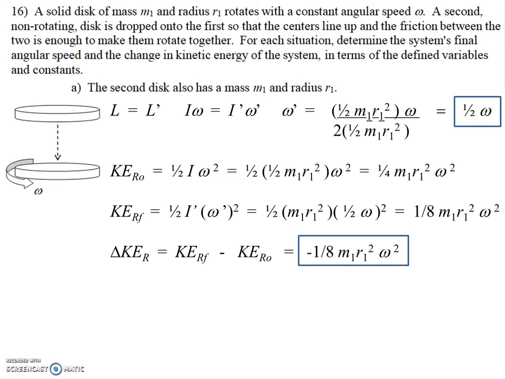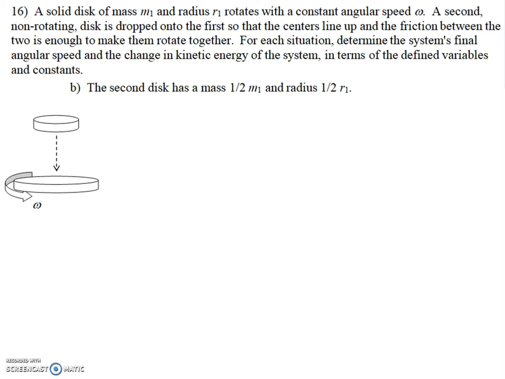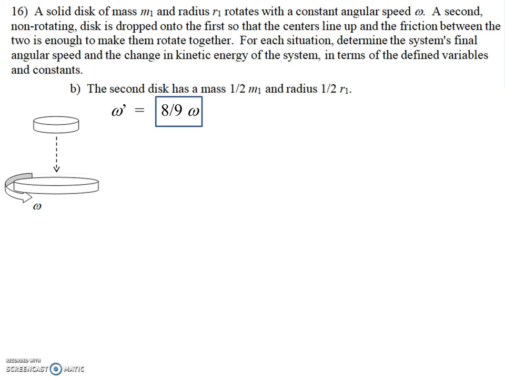Part B is a little more complicated, so go ahead and read part B and give it a shot. So here, the second disk is literally half the size of the original disk, and so it has half the mass and half the radius. It's just going to be the same problem again, it's just not going to be as nice math. So try it on your own and see what you can get. You should be able to get that omega prime is 8/9 the original angular speed. So be really careful with all your factors, where there's a half, where something gets squared. And then when you do your change in kinetic energy, we should have a change of negative 1/36 m1 r1 squared omega squared.